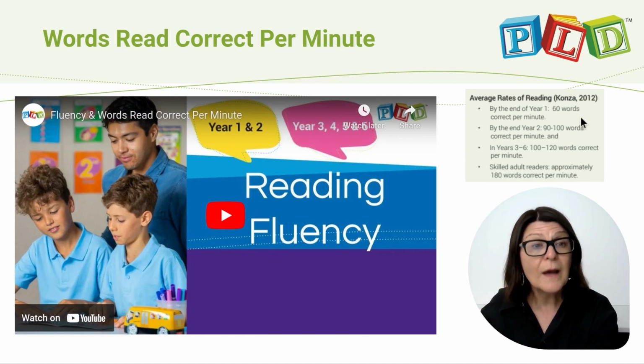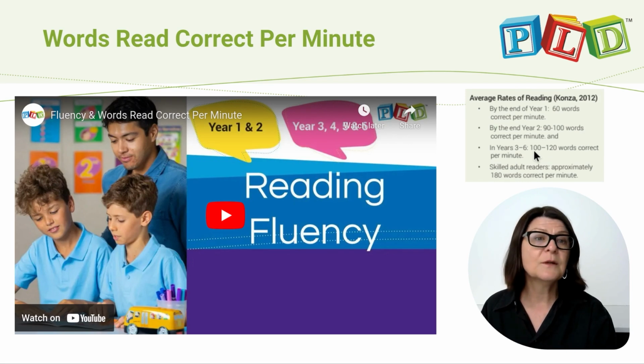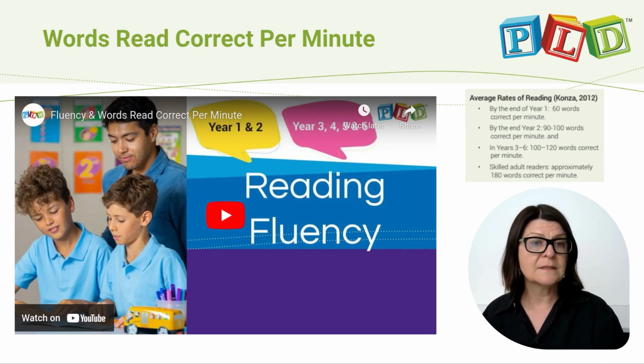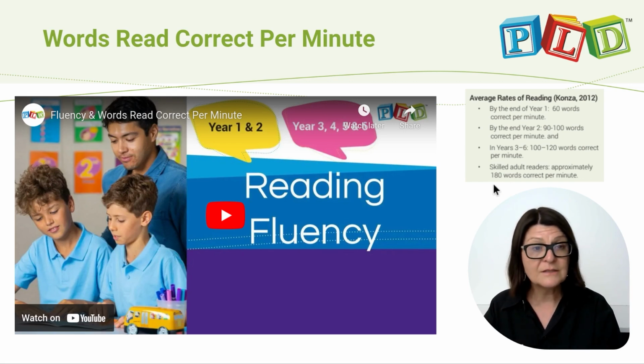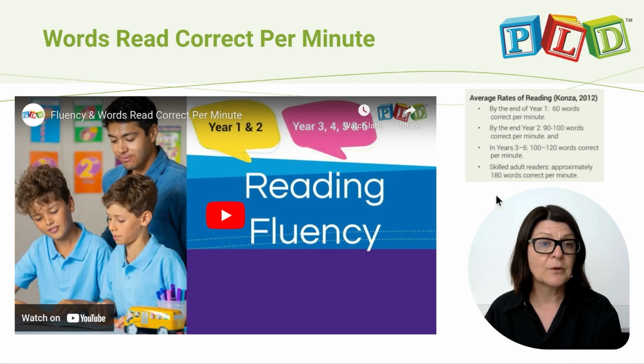At the end of year 1, children should be reading 60 words correct per minute. End of year 2, 90 to 100 words correct per minute. Year 3 to 6, we're looking at 100 to 120 words correct per minute. And skilled adult readers should be reading around 180 words correct per minute.